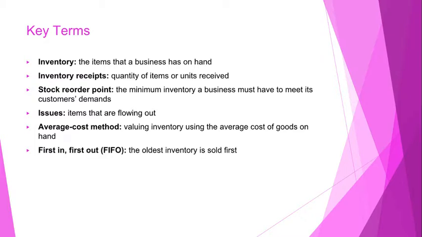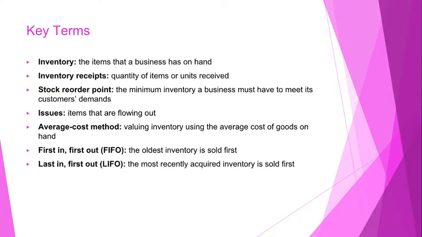First in, first out, FIFO: the oldest inventory is sold first, so whatever we've had on the shelf for the longest is what we want to sell before we sell the new stuff. Last in, first out, LIFO: the most recently acquired inventory is sold first, so what we just acquired is what we want to sell first. So let's do some examples now.